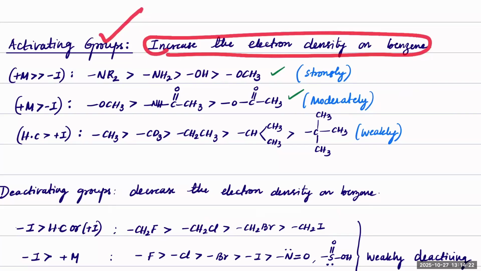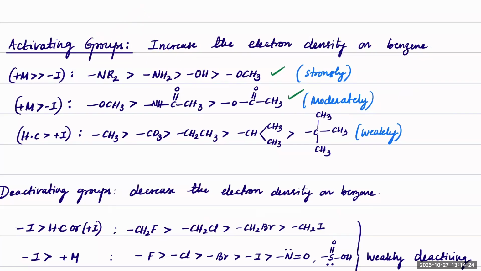And groups which decrease the electron density on benzene are called deactivating groups. Now notice NR2, NH2, OH, OCH3. If you compare, their plus M is extremely strong compared to their minus I. Although all of them show minus I, their plus M is very strong. So they are called strongly activating groups.